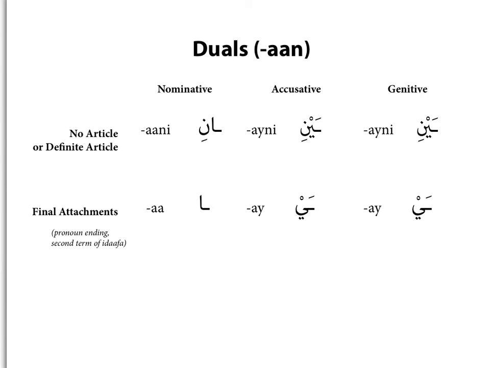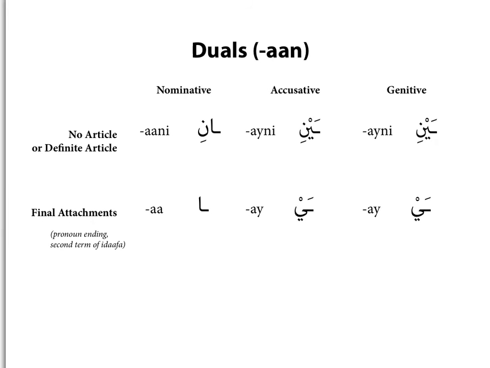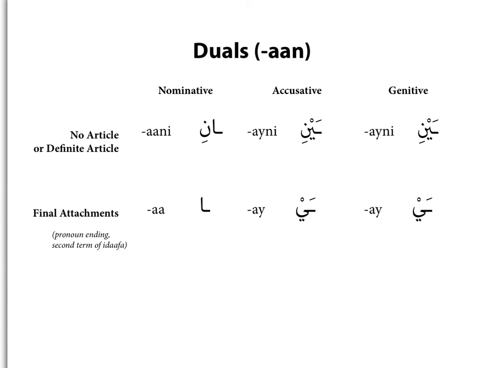Duals are similar to sound masculine plurals in that the dual either without an article or with an article is one pattern, and with the attachments is the other. So we get nominative ani, and then accusative and genitive aini, aini. And you drop the noon when you have a final attachment, so you get "a", "i", "i".